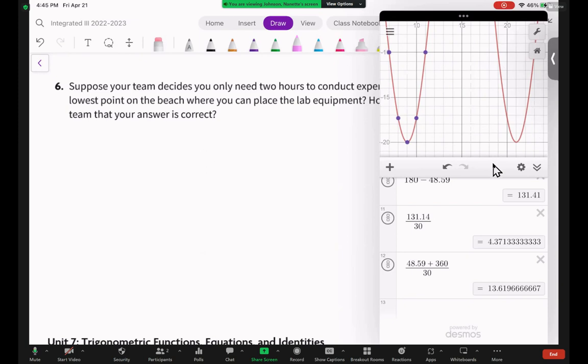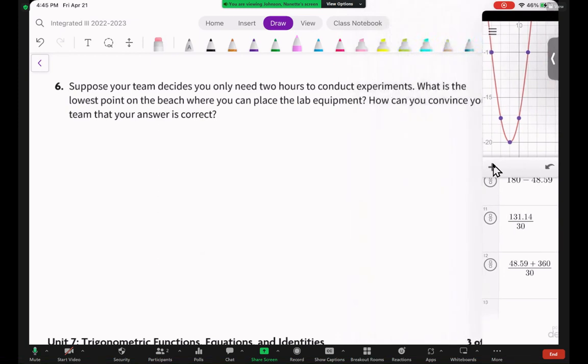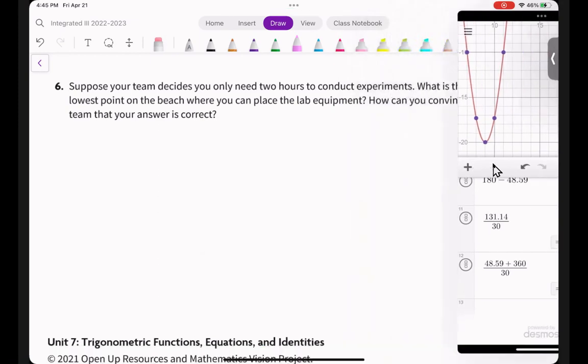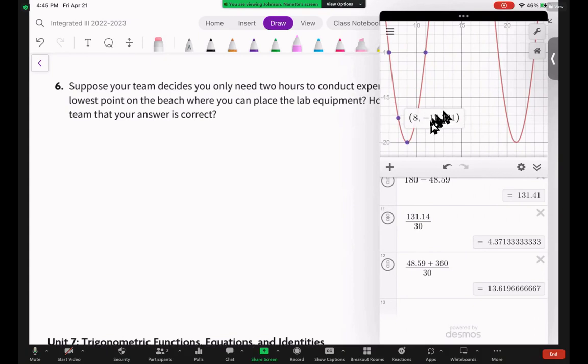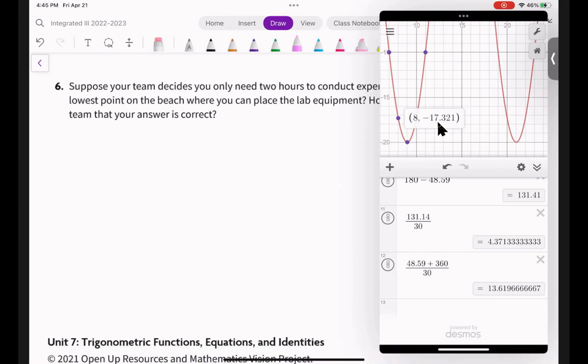Okay, so let's see what the question is asking. Where can you place the equipment? The where can you place the equipment, that's going to be your y. So you're going to be able to place your equipment 17 feet. Is it feet? 17 feet below the average level.